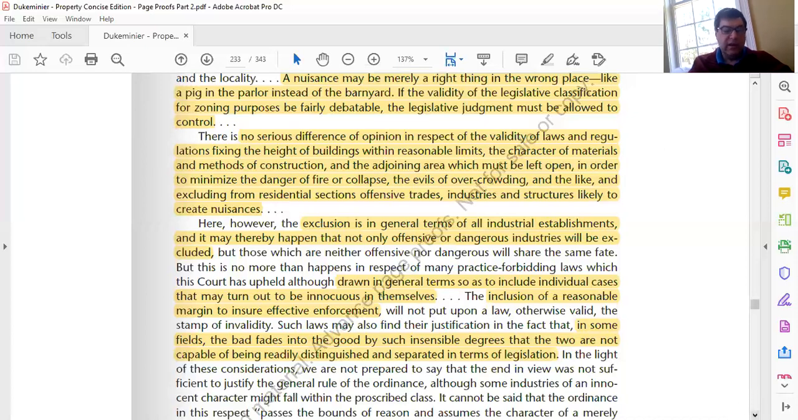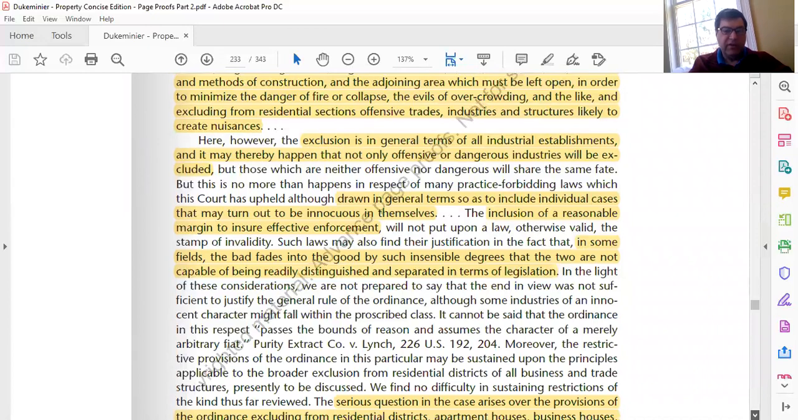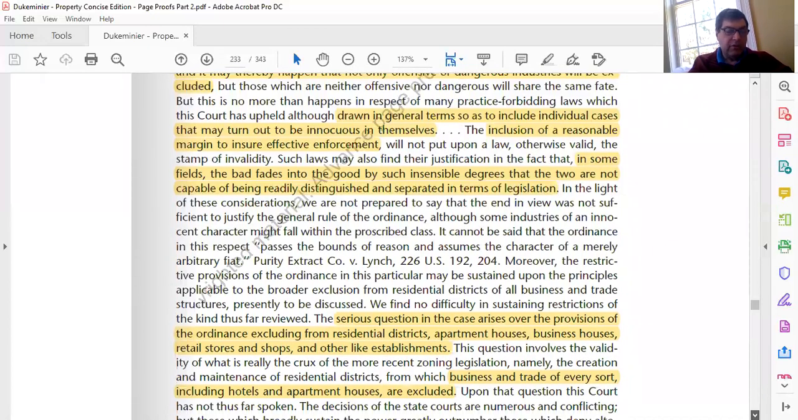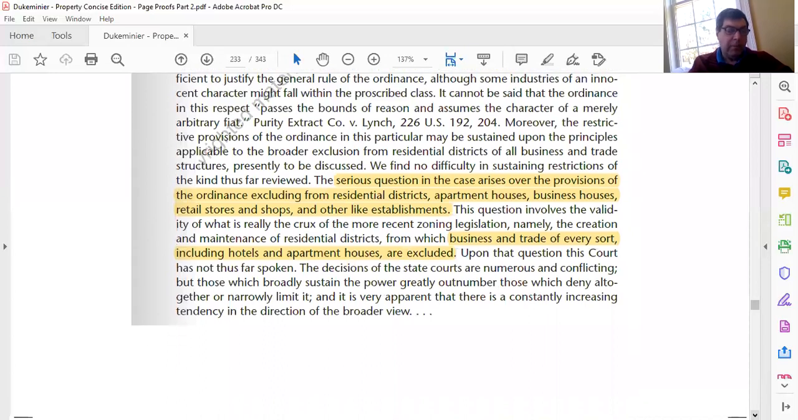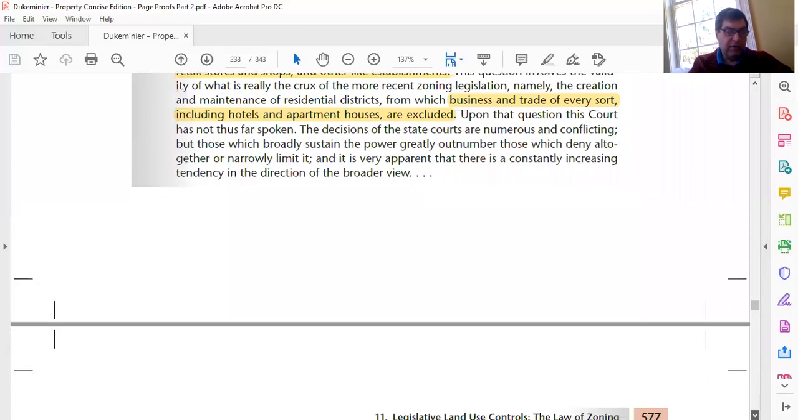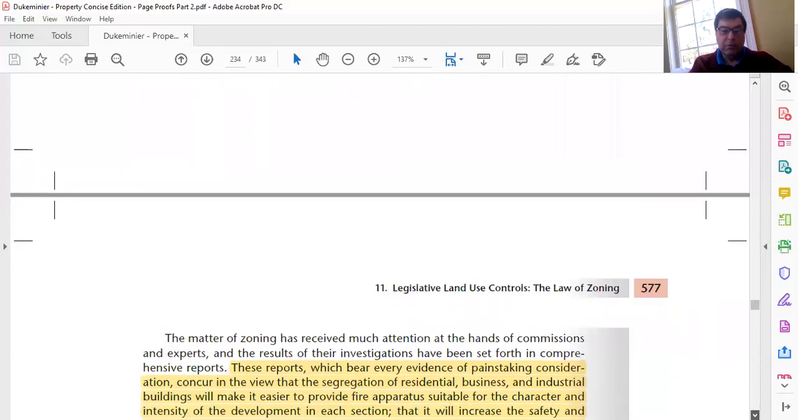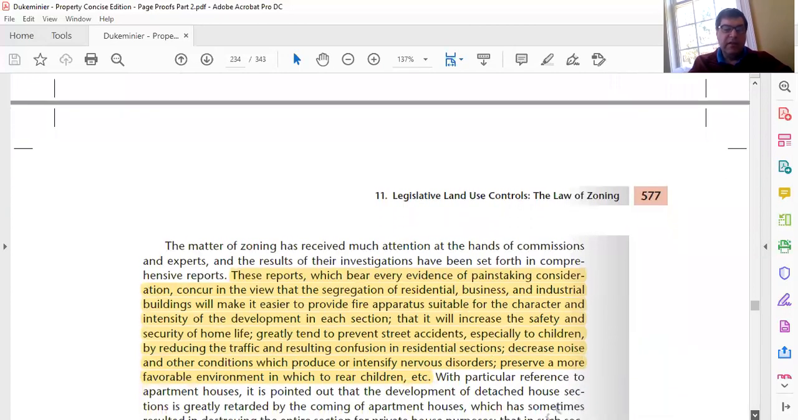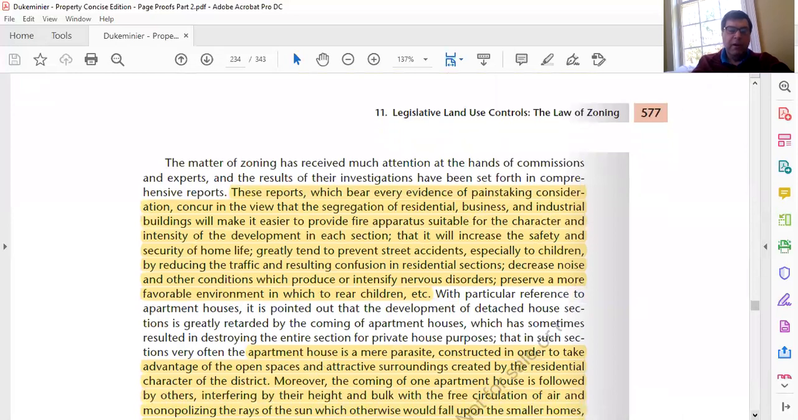The municipality can exclude industrial uses from residential areas. The next thing it addresses, on pages 567 and 576 and 77, is the restriction that excludes commercial establishments, apartment buildings, and similar uses from residential areas. Is that kind of a restriction permissible? And the court says, yeah, that's also within the scope of the police power.